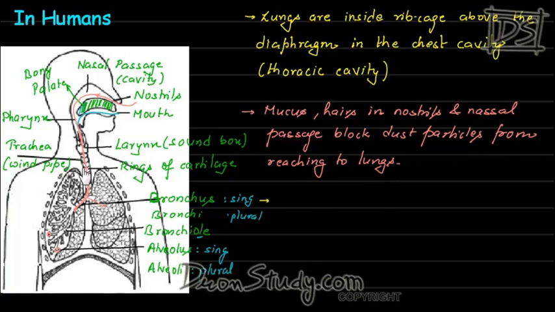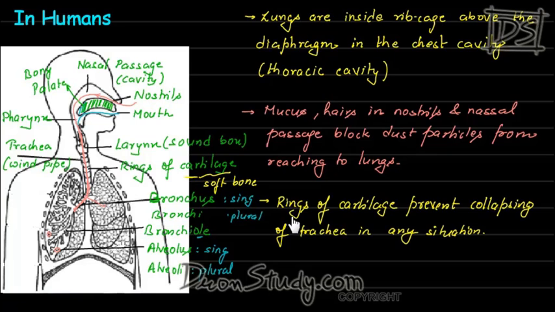Then students, see, here is another term about which we haven't talked till now, rings of cartilage. Okay, see these tubes have some ring-like structures around them. These are made of cartilage, students. Cartilage is a sort of soft bone. You can say that cartilage is something that is like a soft bone, okay? So you can see these are all around the windpipe, and they provide protection to the windpipe and also provide toughness so that the windpipe never gets collapsed. So we can write: rings of cartilage prevent collapsing of trachea in any situation.